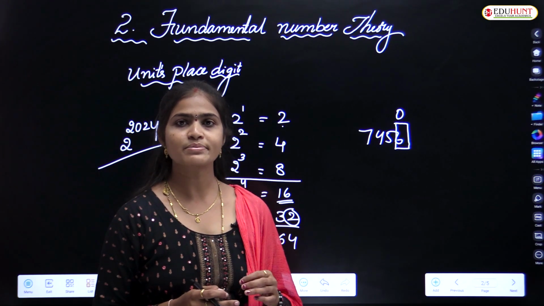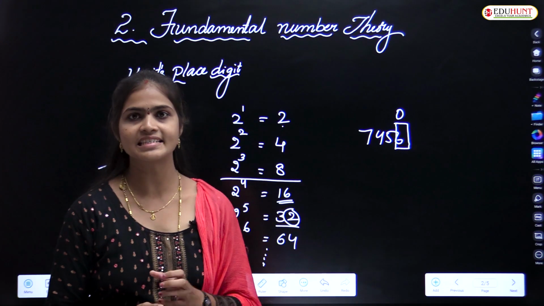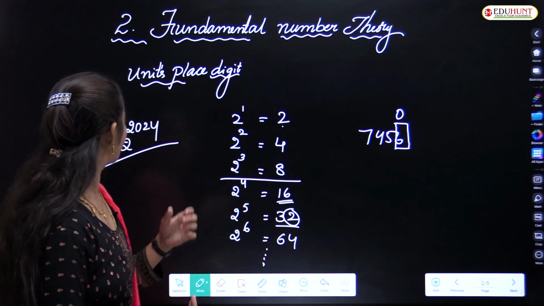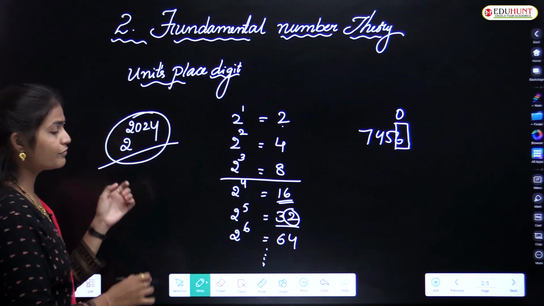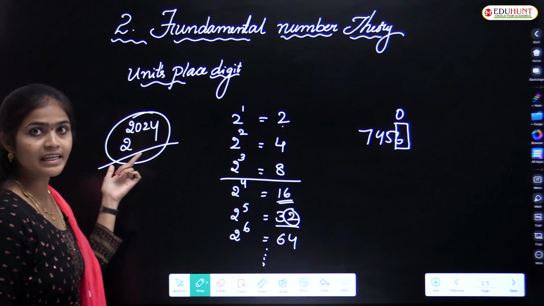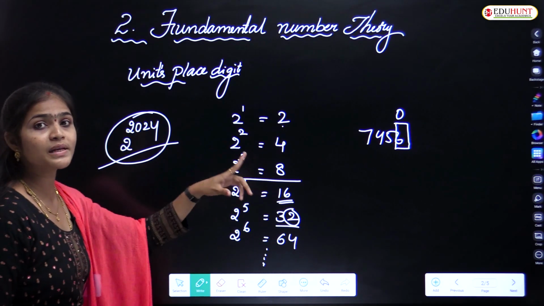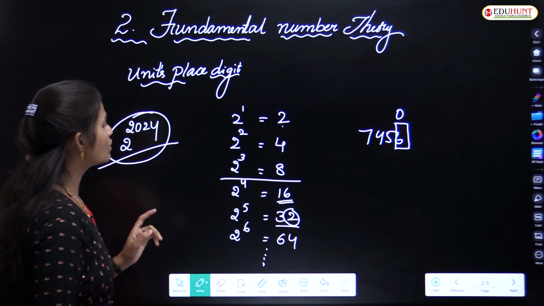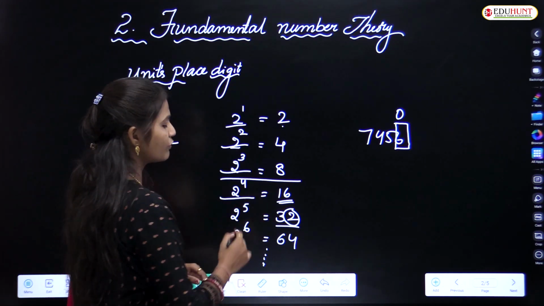So that's why, in such cases, we can use the concept of units place digit. By using this concept, we can find this value. At the last, after the explanation, I will tell you the units place digit of 2 power 2024. Okay, so let us see 2 power 1, 2 power 2, 2 power 3, 2 power 4.